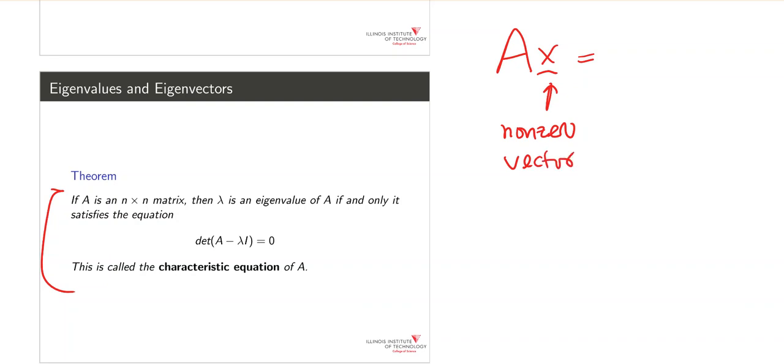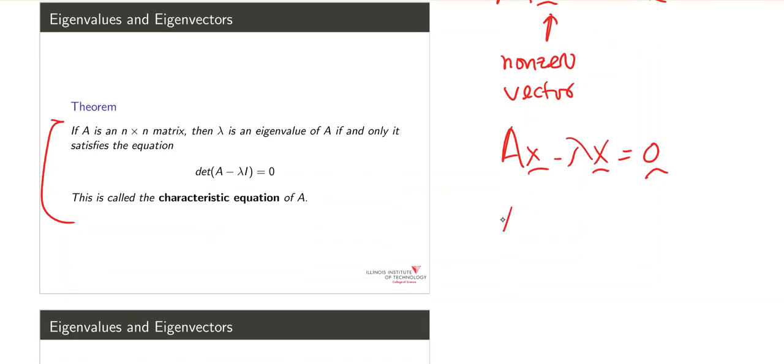Eigenvectors cannot be zero. Eigenvalue can be zero, but eigenvector cannot be zero. So if you want to find a non-zero vector x such that Ax equals lambda x, then it is the same as trying to solve the system Ax minus lambda x equal to the zero vector. And so you can factor out the x. This is how you properly factor out the x.